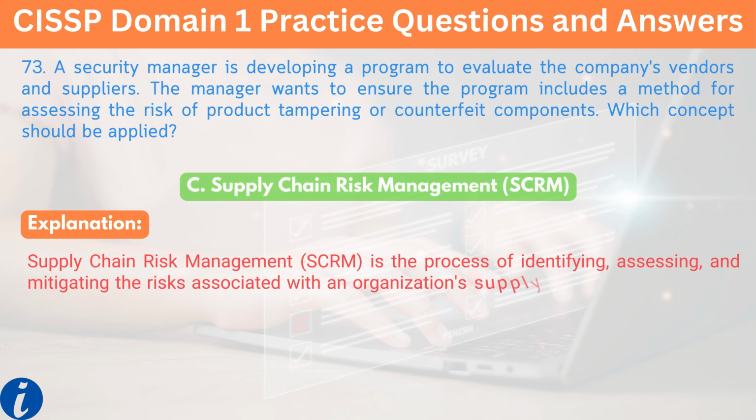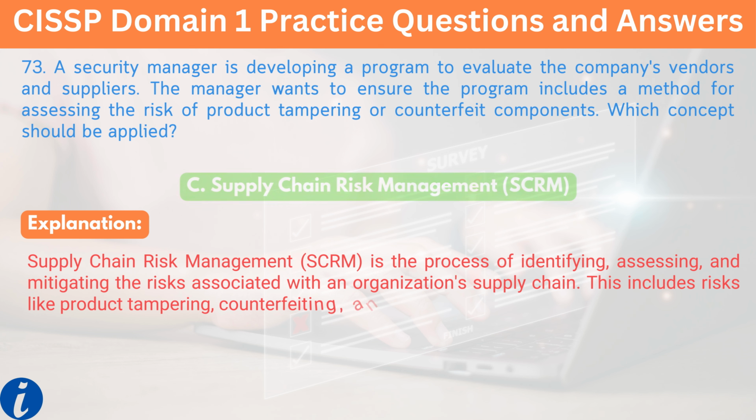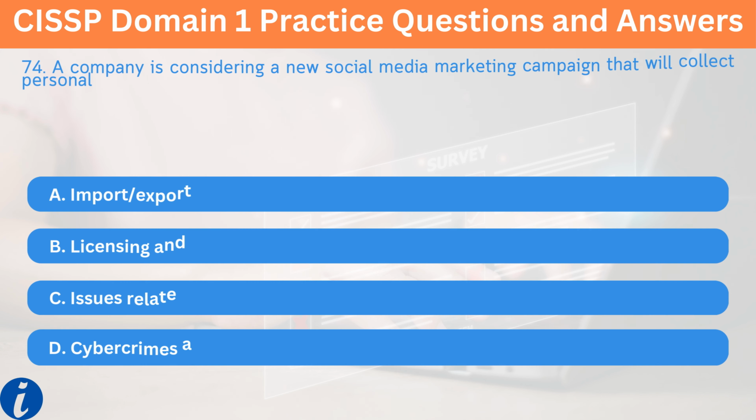Explanation. Supply chain risk management, SCRM, is the process of identifying, assessing, and mitigating the risks associated with an organization's supply chain. This includes risks like product tampering, counterfeiting, and implants. The other options are incorrect.